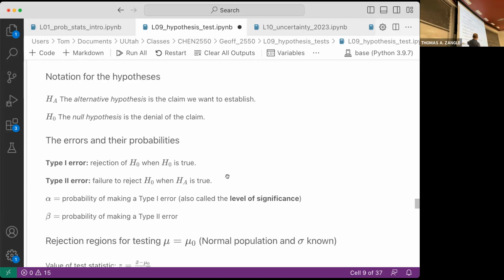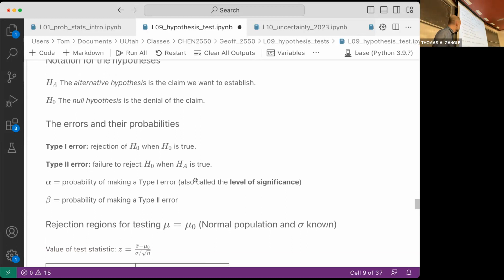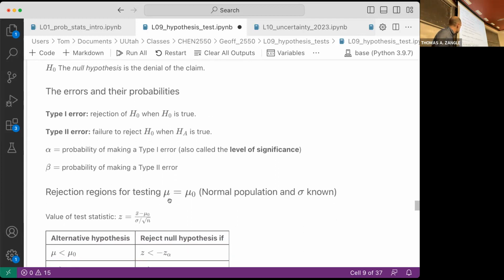about a 1 in 20 chance of making a type 1 error, a 1 in 20 chance of rejecting the null hypothesis when the null hypothesis is actually true. A type 2 error is a failure to reject the null hypothesis when the alternative hypothesis is true, and that's called beta. For the type 2 error, and we'll talk more about that in the future.